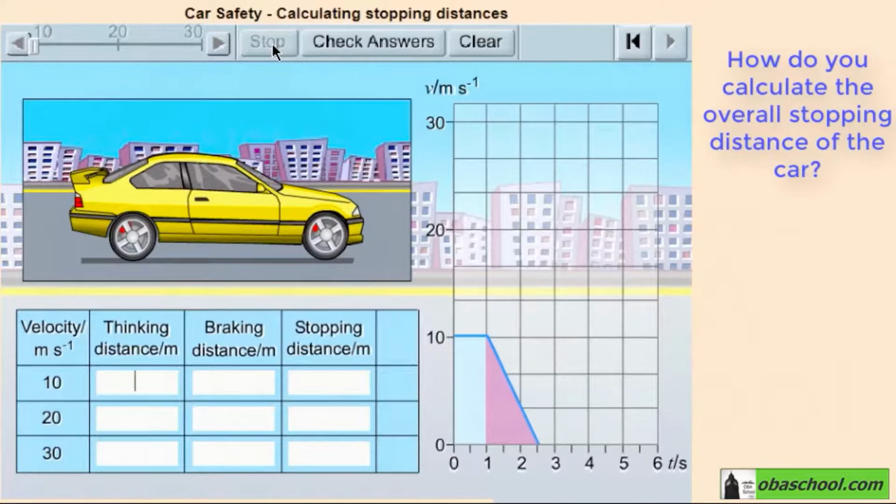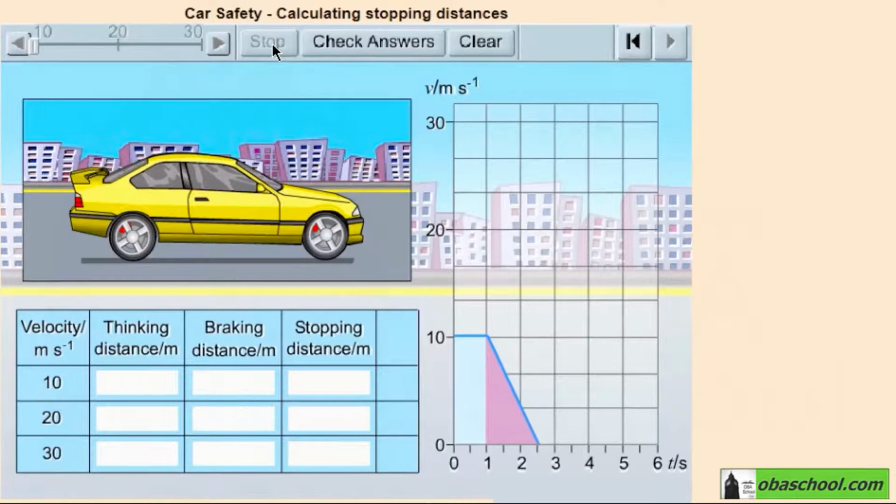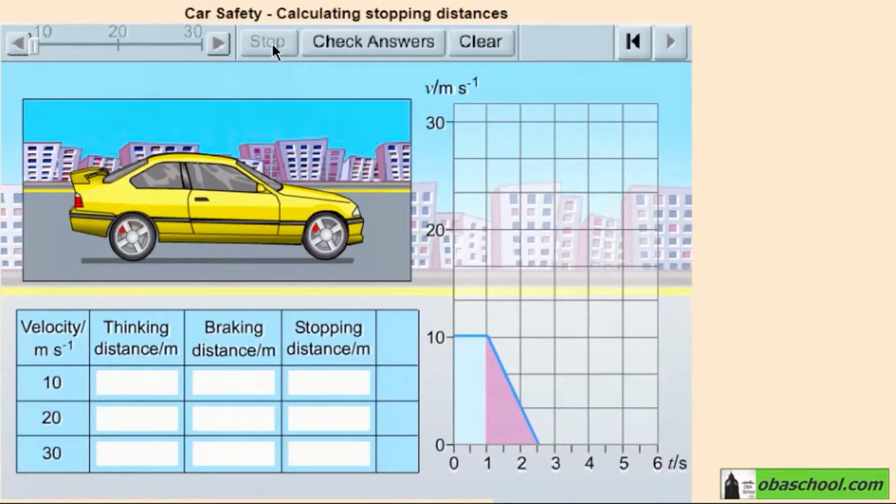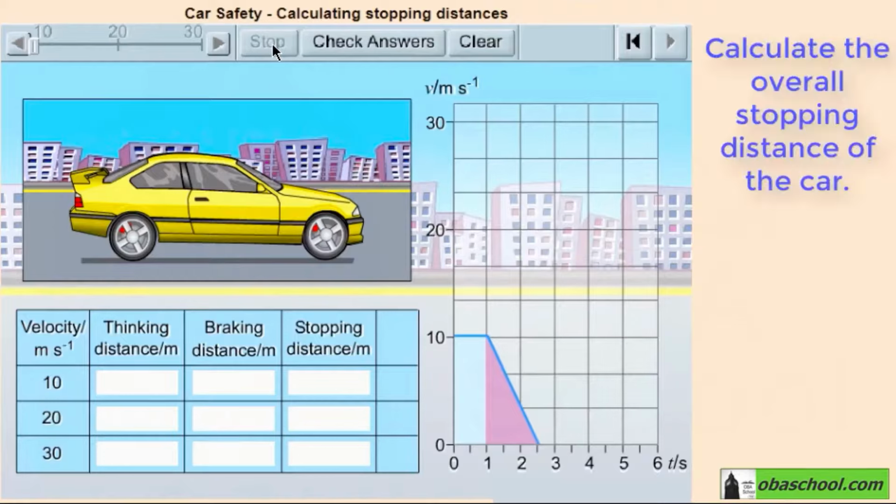How do you calculate the overall stopping distance of the car? Yes, the overall stopping distance is equal to thinking distance plus braking distance. So, calculate the overall stopping distance of the car and enter the value in the appropriate cell.